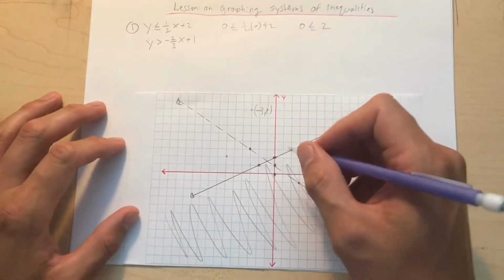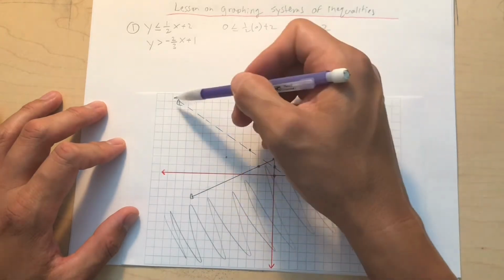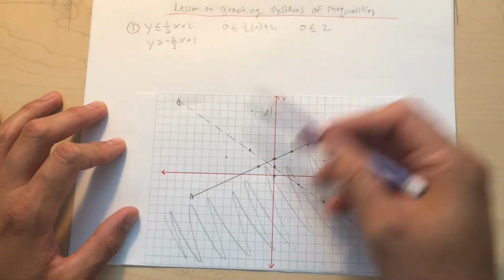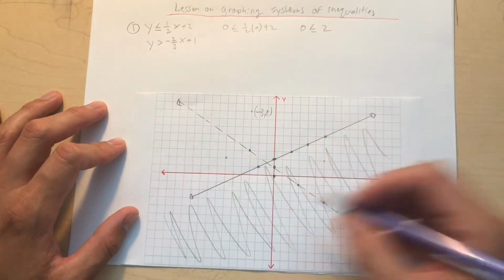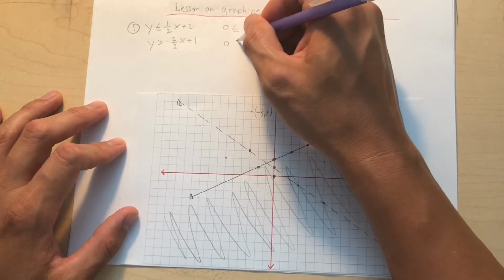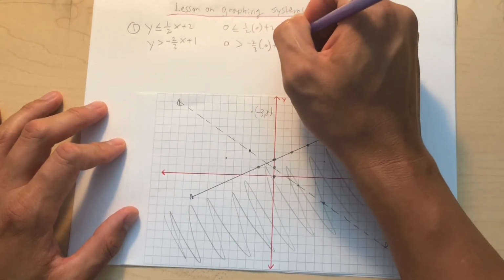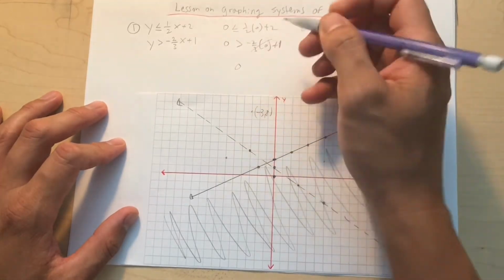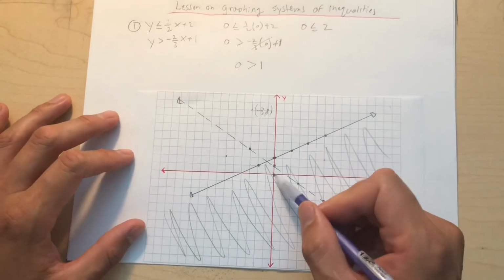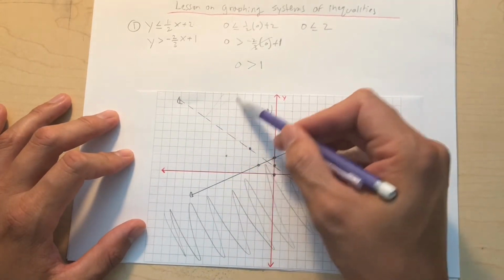Now for this one, I'm going to ignore the shaded part and this line right here. I'm only going to focus on the dotted line. Either this side is true or this side is true. Again, I'm going to check the 0, 0. So 0 greater than negative 2 over 3 times 0 plus 1. That would give me 0 greater than 1. That is untrue. So for this dotted line, 0, 0 is not true, so I'm going to shade the other side.